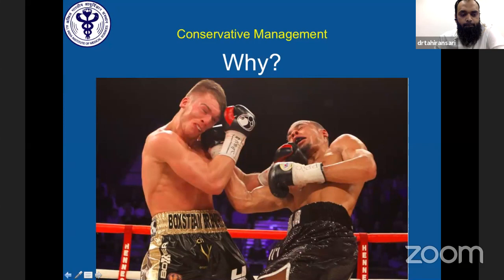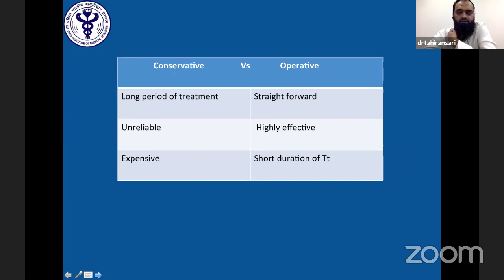There's a difference because the conservative treatment is a long period of time. Operative treatment is straightforward. Conservative treatment is unreliable. It works in around 25-30% of the cases. Operative treatment is highly effective. In conservative treatment, the patient has to come every day for physiotherapy, for wax, for ultrasonics, or transfriction massage. So it's expensive, and operative treatment is a short duration of treatment.